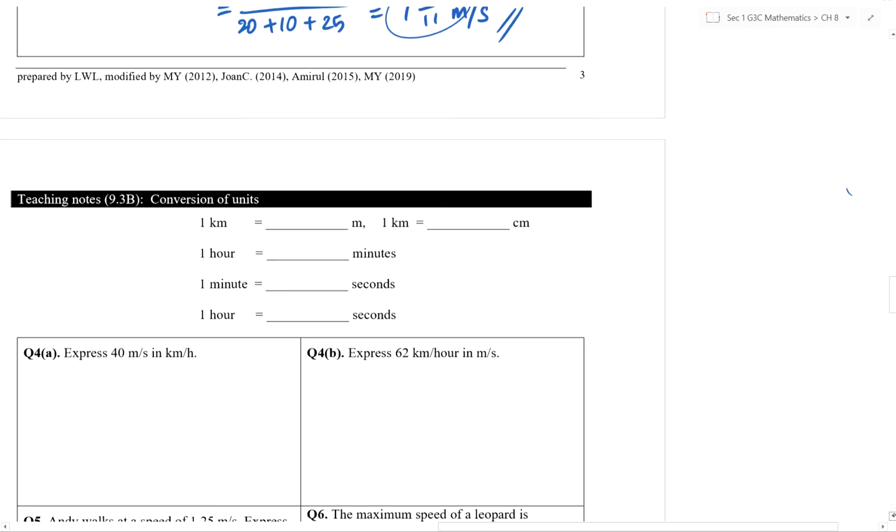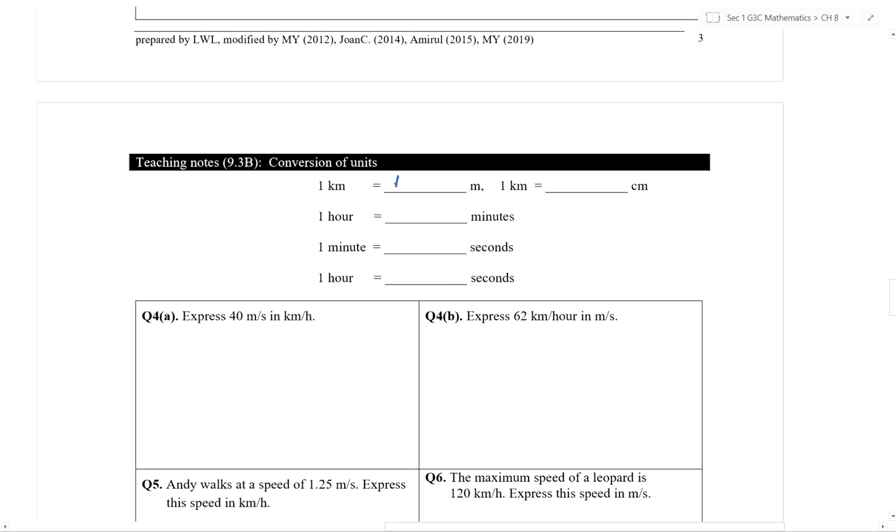Moving on to the next part, conversion of units. 1 kilometer is the same as 1000 meters. From 1 meter, we have 100 cm. So 1 kilometer will be 1000 times 100, total of 100,000 cm. 1 hour is 60 minutes, 1 minute is 60 seconds, so 1 hour is 60 times 60, giving us 3600 seconds. Now, very frequently, we'll need to be able to convert from, for example, meters per second to kilometers per hour, and so on and so forth.